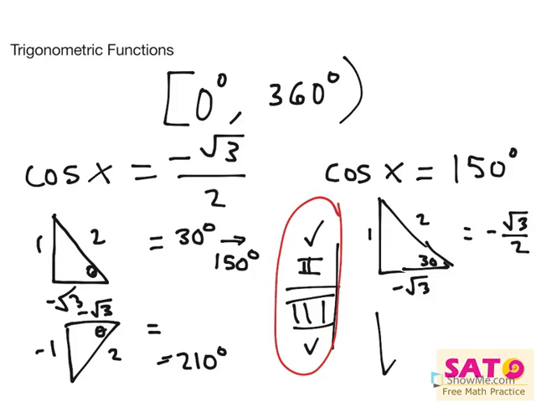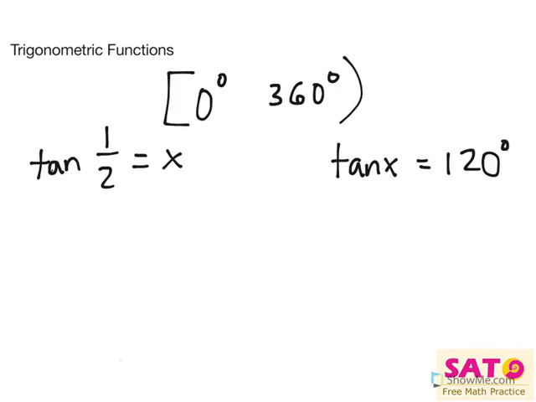And the same thing for the upside down. If we know it's 30, then we can say here negative 1, negative square root of 3 and 2 equals 210. Now let's go to tangents. So here's our final example. Tan of 1/2 equals x. We draw any positive triangle, so let's do quadrant 1.